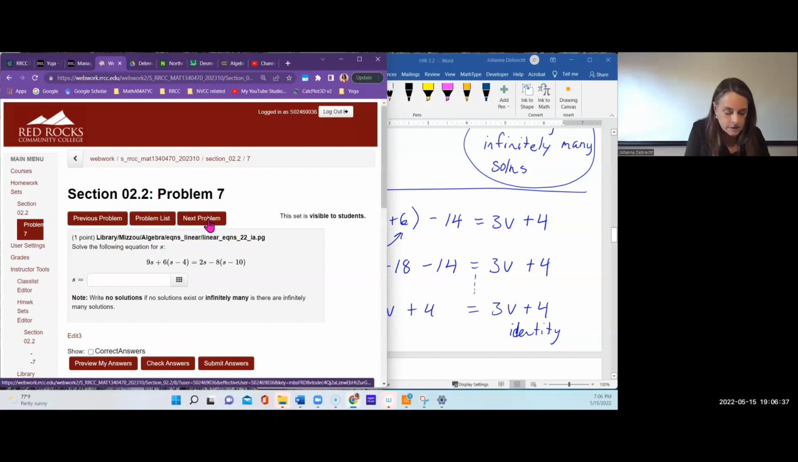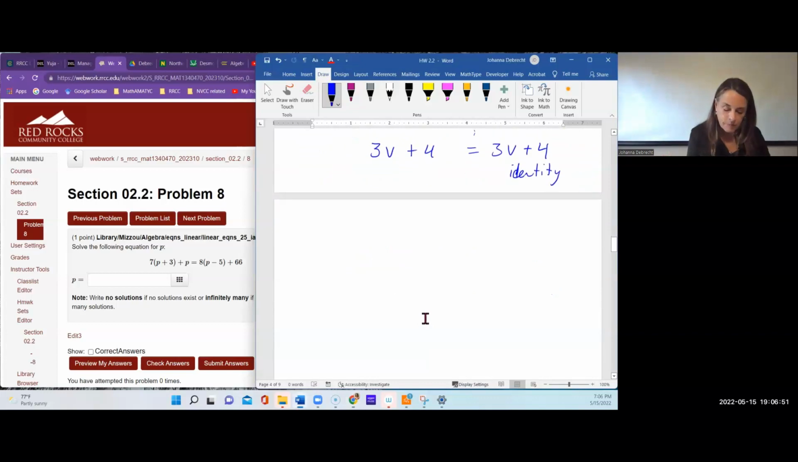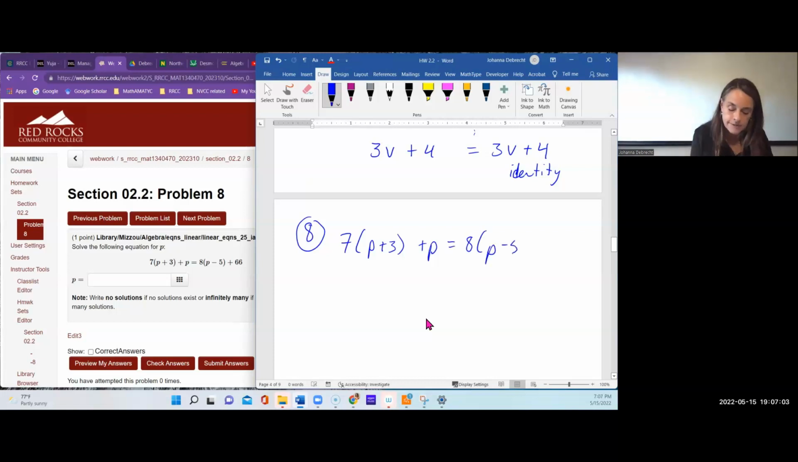Let's take a look. I'm looking for a particular type. Let's see. Let's take a look at this problem here, which is number 8. We have 7 times the quantity p plus 3 plus another p equal 8 times the quantity p minus 5 plus 66.